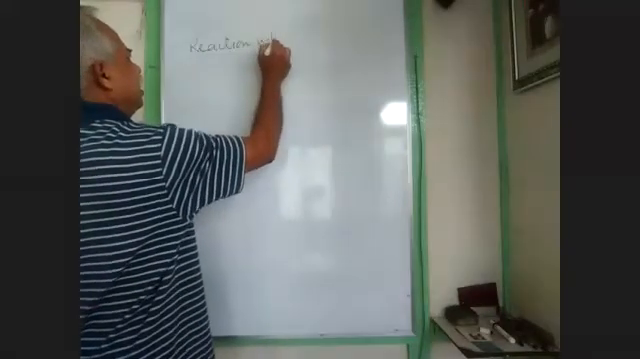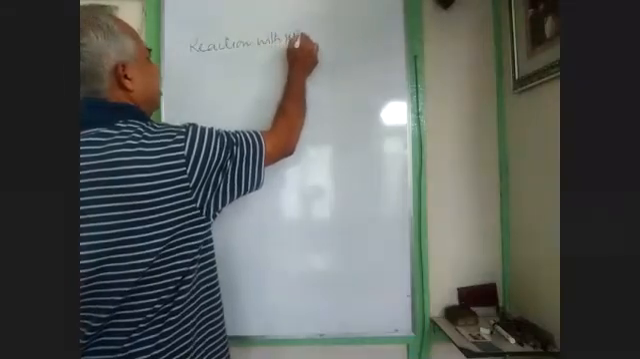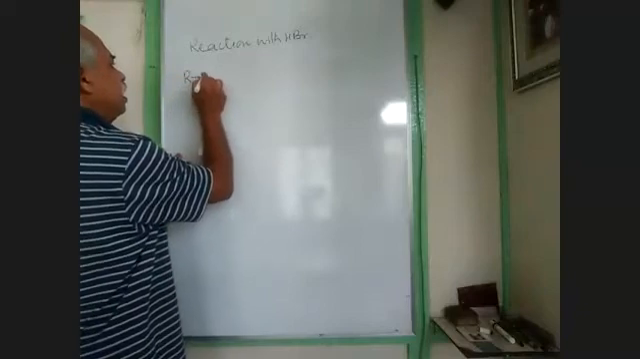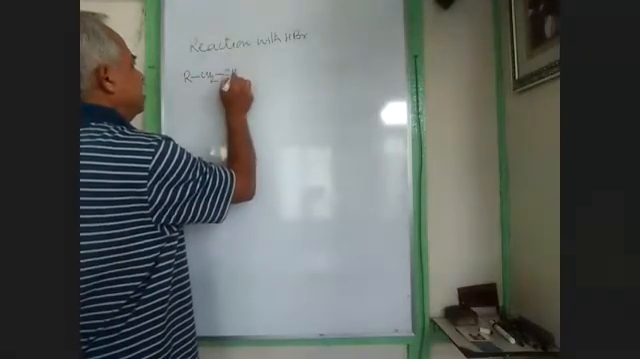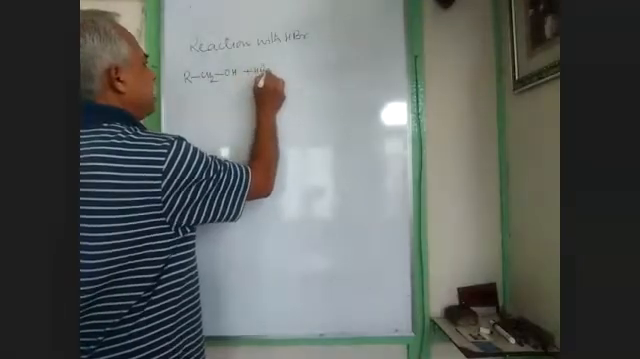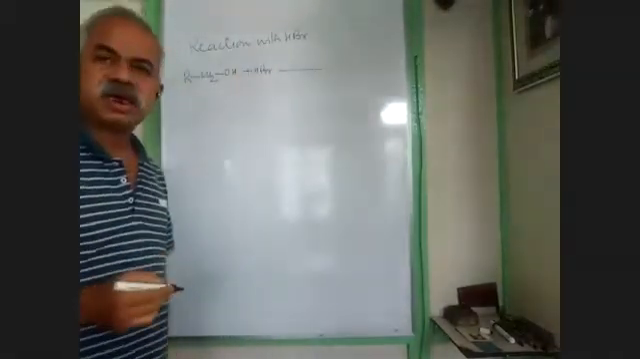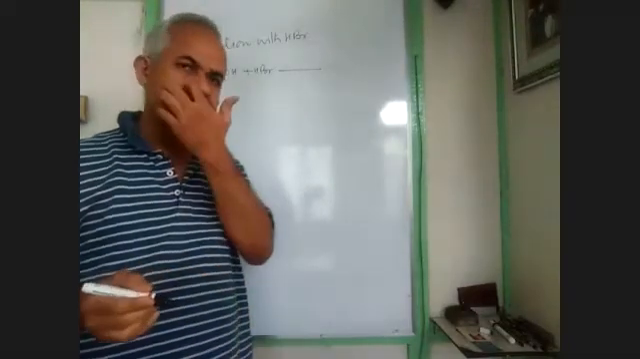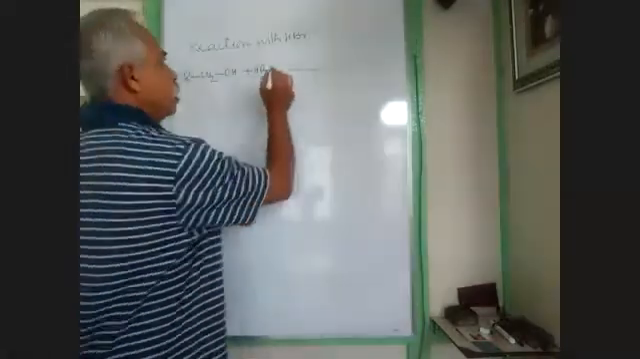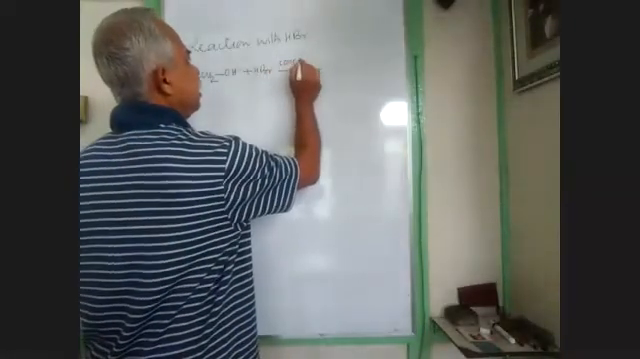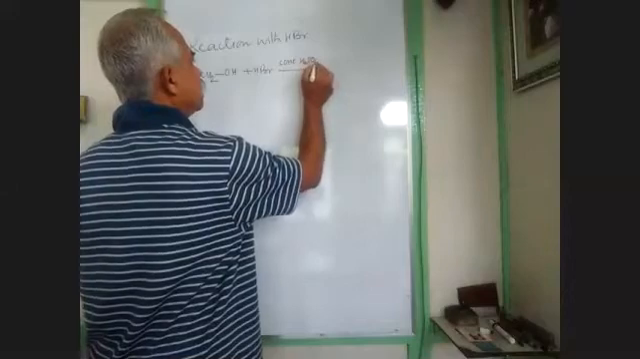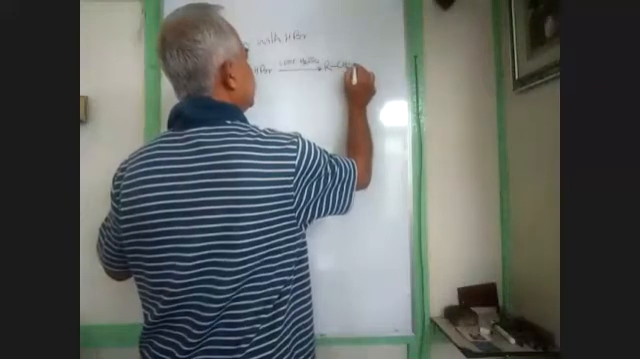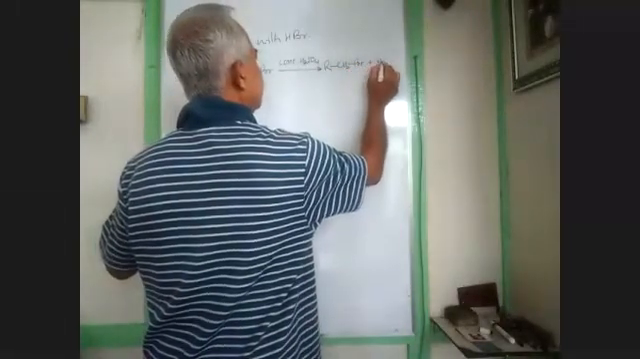Now, reaction with HBr. So I'll write here RCH2OH and HBr. Here we are not using anhydrous zinc chloride as dehydrating agent. Here we are going to use concentrated H2SO4. So here we are going to get RCH2Br plus H2O.